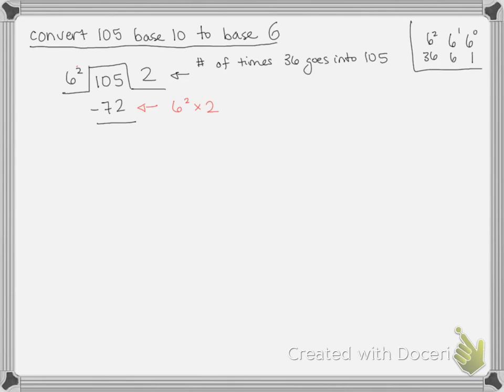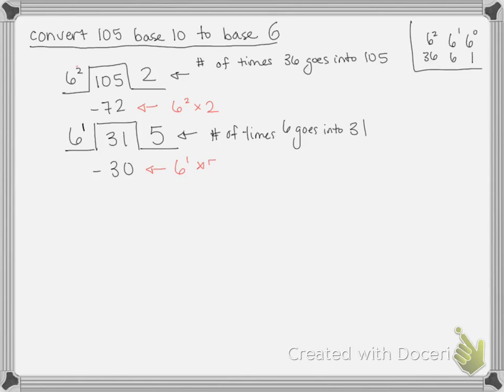Okay, so now we're going to do 105 minus 72. So let's figure out what the difference there is. We get 31. And so right now we want to check 6 to the 1 because we already checked 6 squared. So now we want to know the number of times 6 goes into 31. And that actually goes in 5 times. And then we're going to do what is 6 times 5, right? So again, in red, 6 to the 1 times 5 is how we got that number down there. And we want to subtract to find our difference so that we can keep dividing.